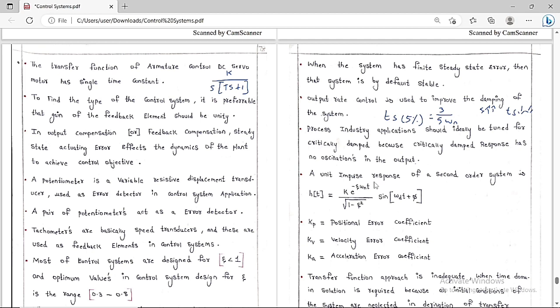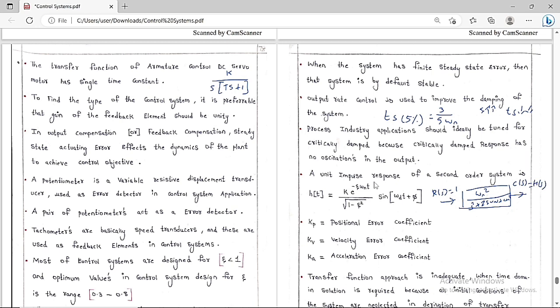The next point is: a unit impulse response of a second-order system is given by. For a second-order system, the standard closed loop transfer function is omega n square by s square plus 2 zeta omega n s plus omega n square. If you give the input as delta of t, which is R of s equal to 1, then the output is h of t, so we can say this is H of s.